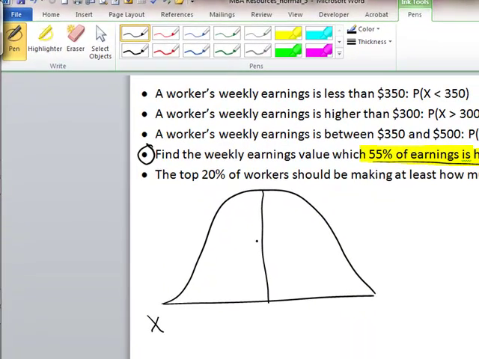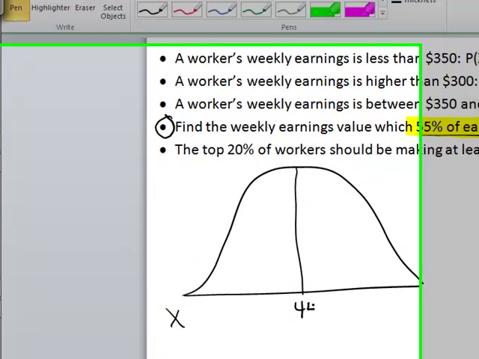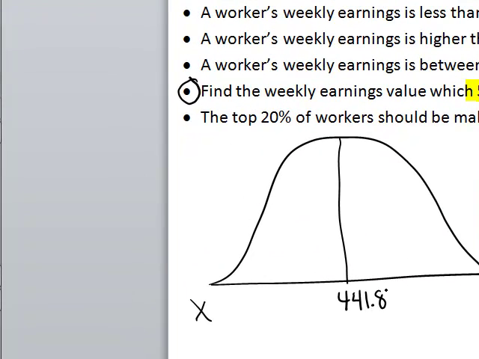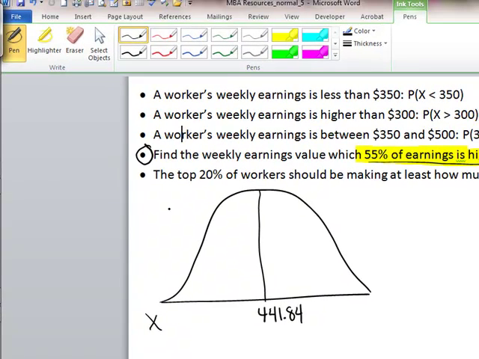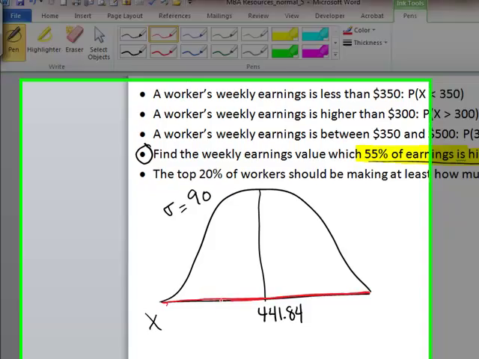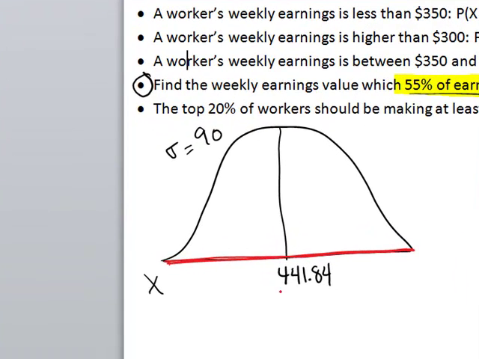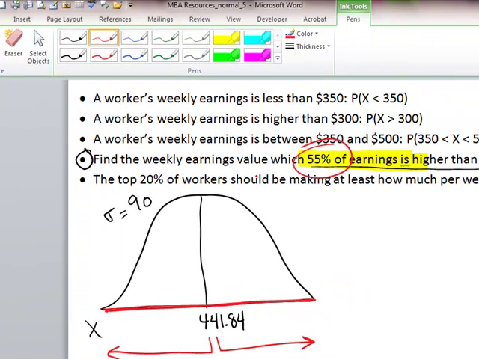Drawing our normal curve, I marked the center as $441.84 for the mean, and standard deviation is 90. So I'm looking for a dollar amount on this x-axis. And I want to know, is it to the left or to the right of the mean, so that 55% of the area under the curve will be to its right.